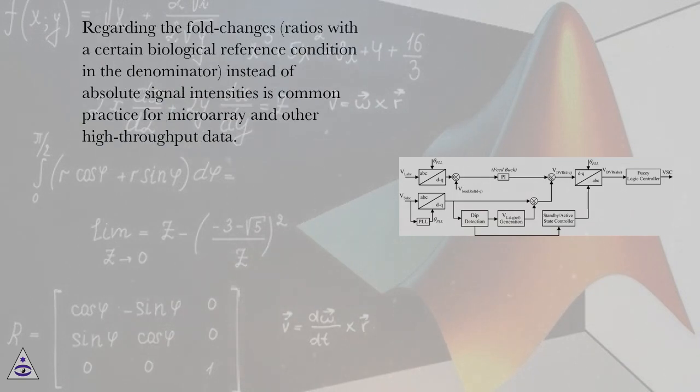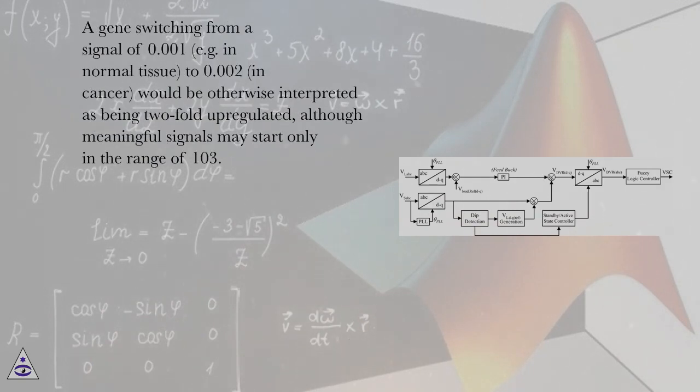Regarding the fold changes, ratios with a certain biological reference condition in the denominator, instead of absolute signal intensities, are common practice for microarray and other high-throughput data. A gene switching from a signal of 0.001, for example in normal tissue, to 0.002, in cancer, would otherwise be interpreted as being twofold upregulated, although meaningful signals may start only in the range of 10^3.